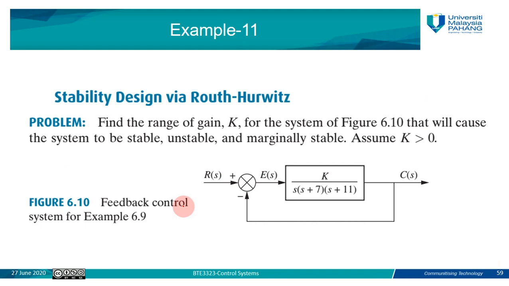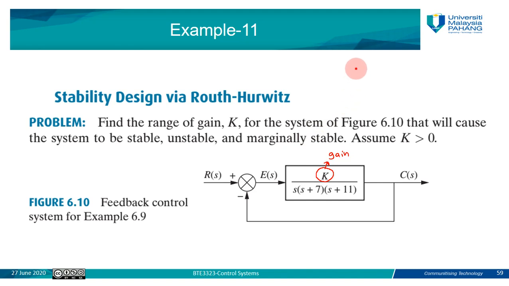Okay, now we have another example, and this example is important to show the impact of the gain value. We said that if you have a constant in the numerator of your transfer function, we call it the gain value. So what is the gain's impact on the stability of the system?